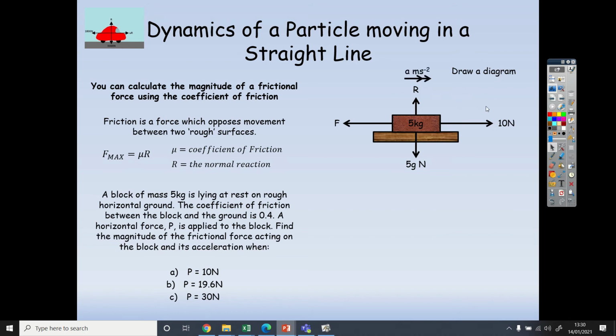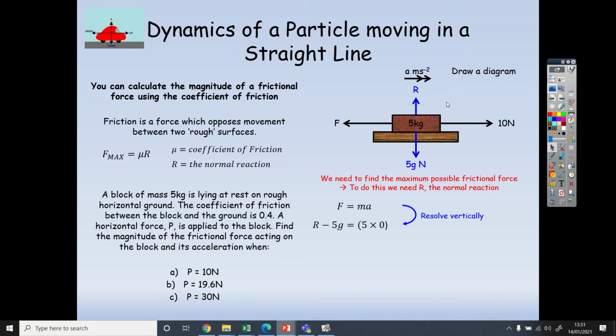So let's work out the value of R first. That's going to be found by resolving upwards. So F equals ma, resolving vertically, bearing in mind that there isn't any acceleration in that direction, so a is going to be 0. R minus 5g equals 5 times 0, which just means that R is equal to this 5g acting downwards. That's 49 newtons. Now we've got R, we can use our formula for F max, multiply it by the coefficient of friction, which is 0.4.